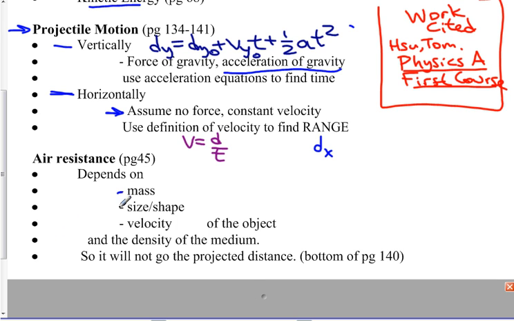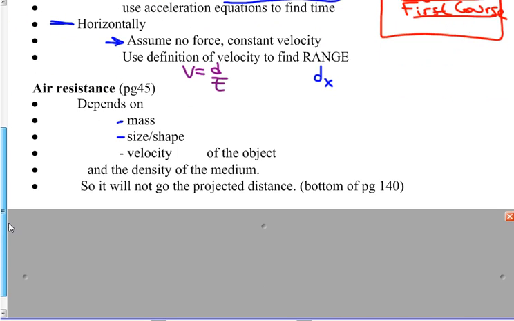Reflect upon your object, upon your container. Is yours really heavy or was yours lightweight? And then is that going to be more or less resistance? So you could say, mine was heavy, so it was less affected by air resistance. My calculations came out better.